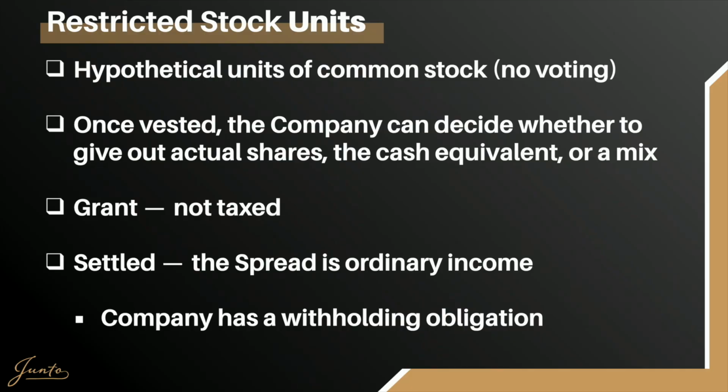The last one that we're going to discuss here is restricted stock units. Restricted stock units are uncommon in the earliest stages of a company. They're usually used a little bit later in the life of a company, and we'll discuss why in a minute. But restricted stock units are hypothetical units of common stock. So the awardee's not actually receiving common stock. They're just receiving hypothetical units of common stock. So they have no voting rights. They have no other incidents of ownership.